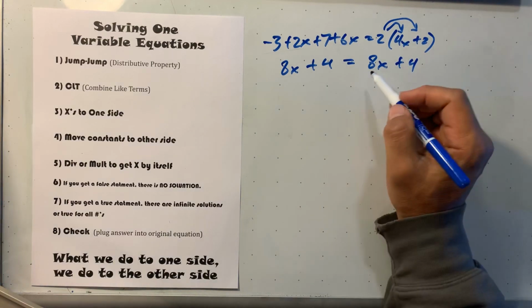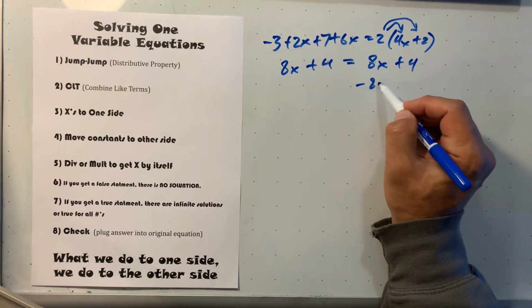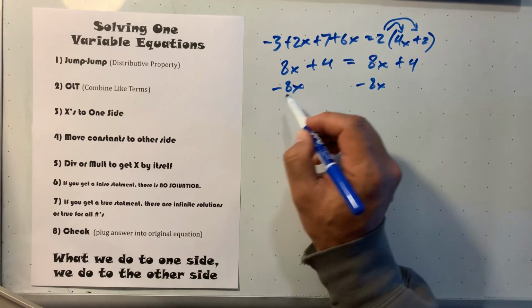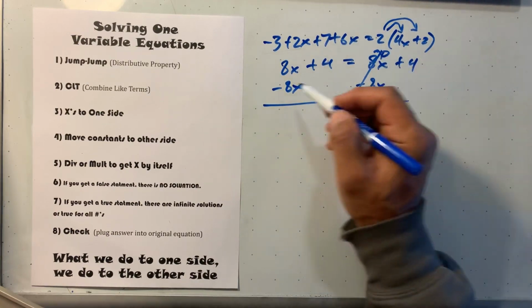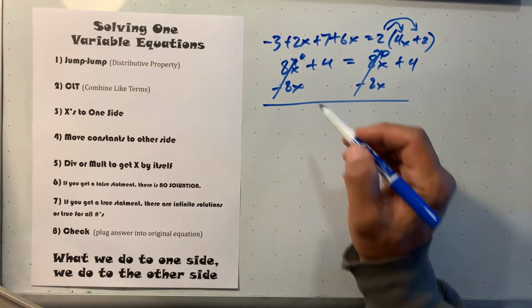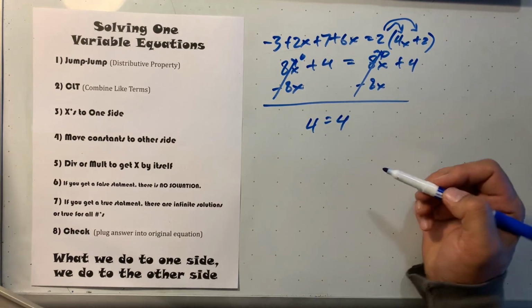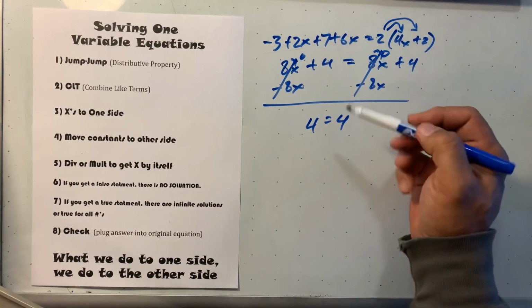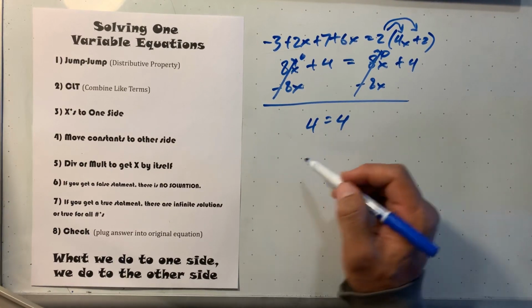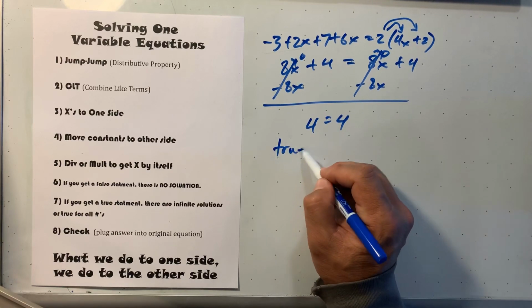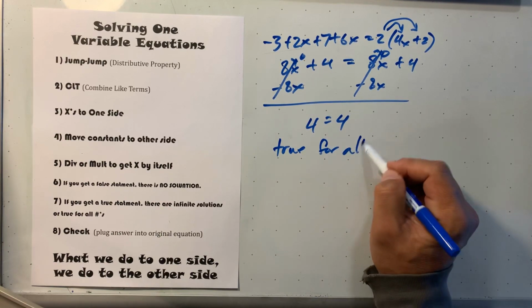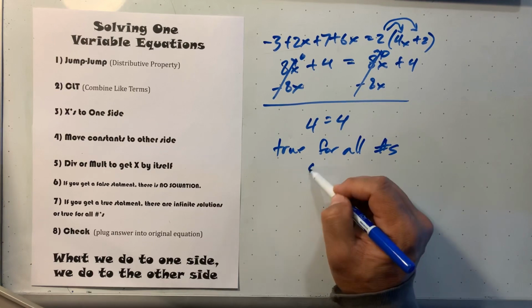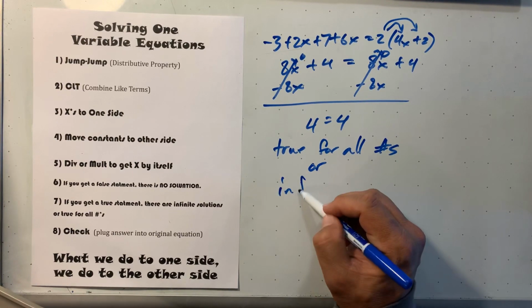Subtract 8x from both sides, so I can move them over to get them on one side. That goes away. Well, it turns out this goes away too, and I'm left with 4 equals 4. So when this happens, assuming I did everything right, if you get a true statement like that, then you can say that it's true for all numbers. Or you can say that there are infinite solutions.